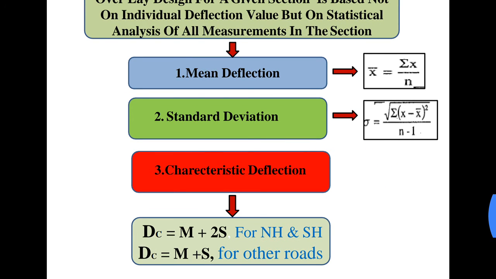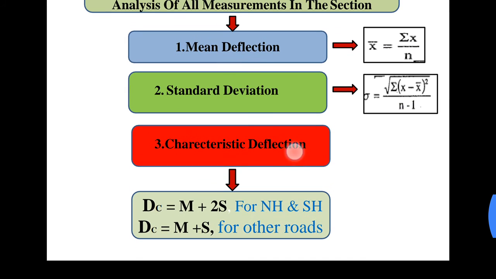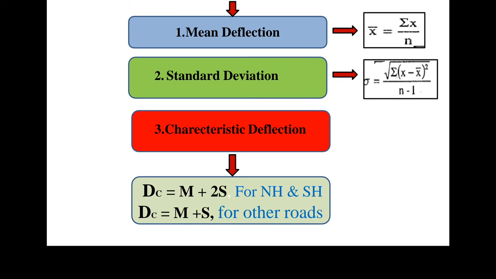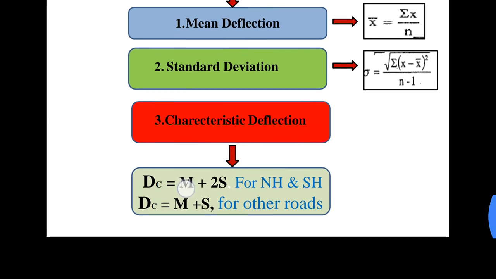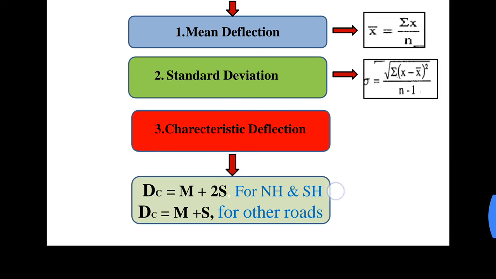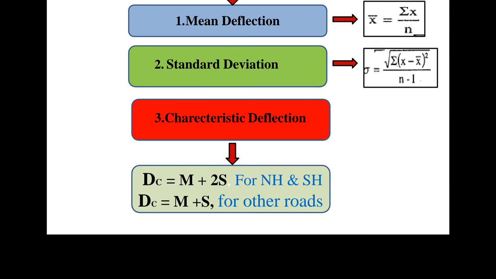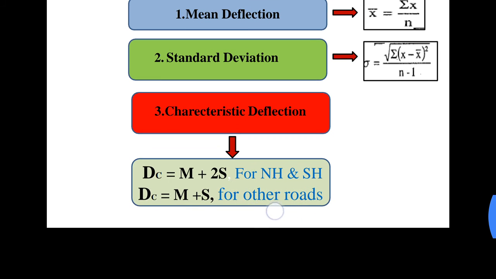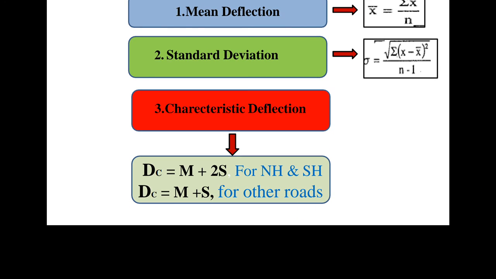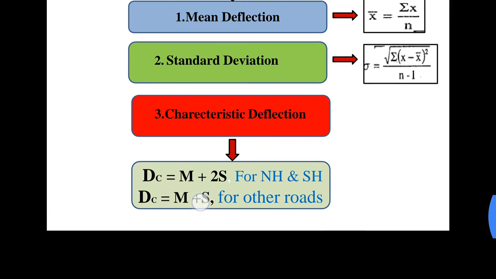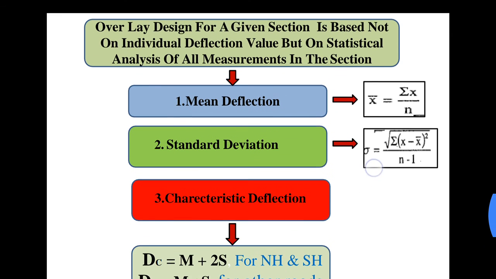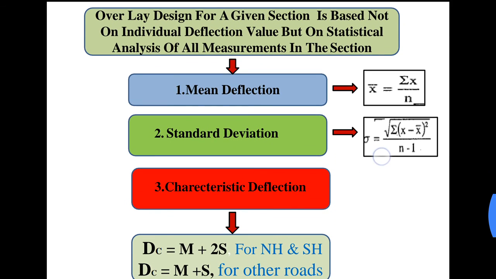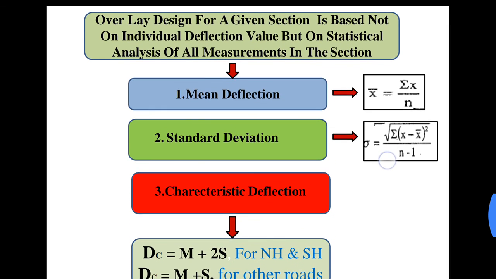Once you have found the mean and standard deviation, we can find the characteristic deflection using a formula. Dc equal to m plus 2s, where m is the mean and s is the standard deviation. This formula is used for NH and SH, national highways and state highways, and for other roads, MDR, ODR and VR, Dc is equal to m plus s, that is, mean plus standard deviation. So this is it for BBD studies. I'll start with the next topic in my next class. Thank you.